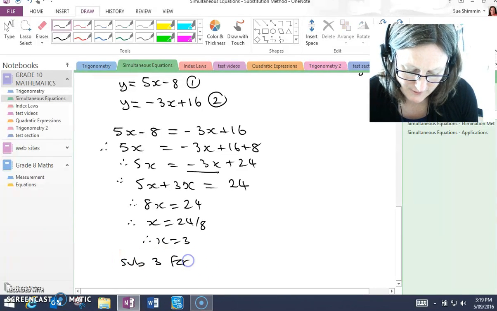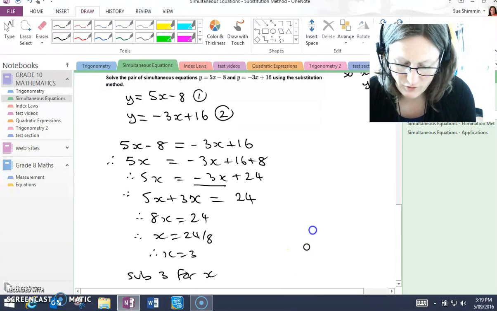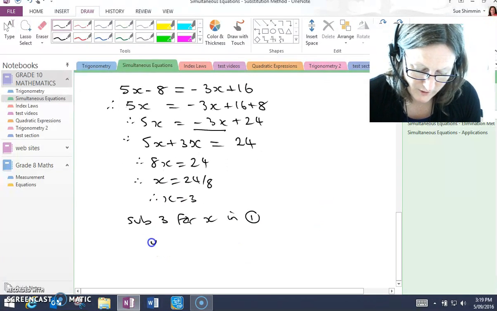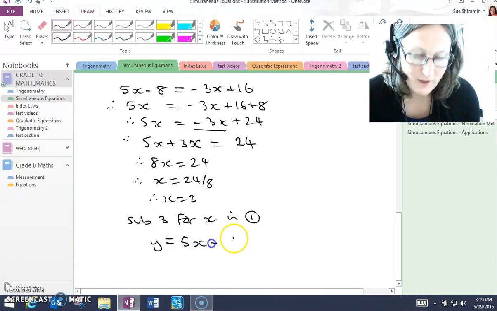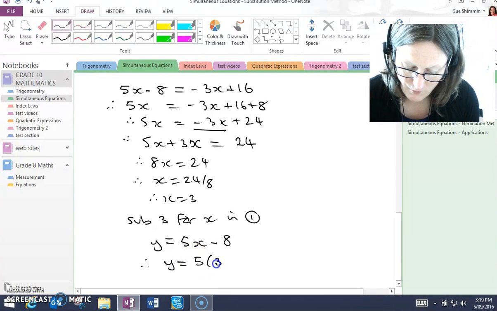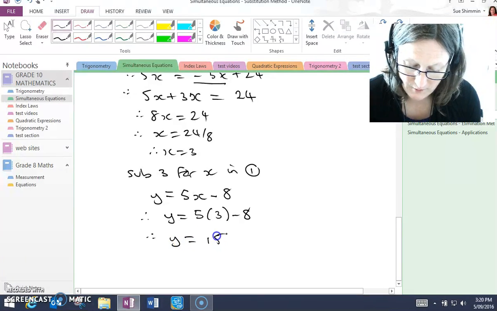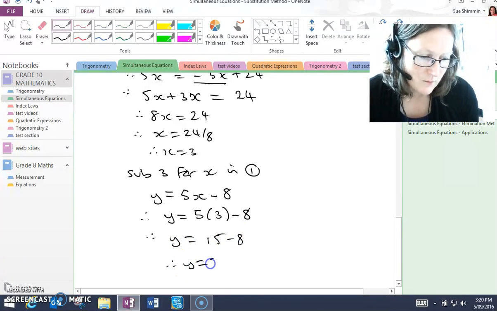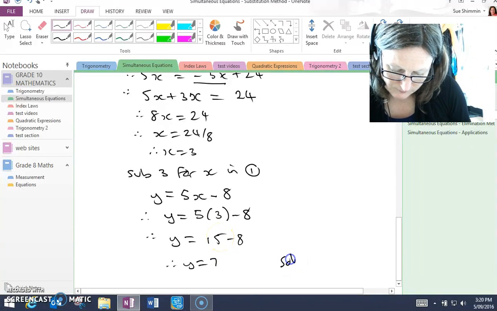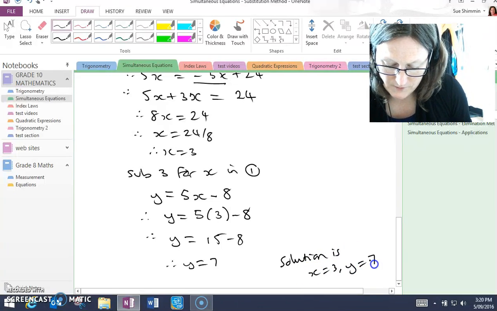So we can substitute 3 instead of x, and you can choose equation 1 or equation 2. I'm going to again choose equation 1 because I think it looks easier. So equation 1 was y equals 5x minus 8, but instead of x, I'm putting 3. So y equals 15 minus 8, so y is equal to 7. So the solution is x is 3 and y equals 7.